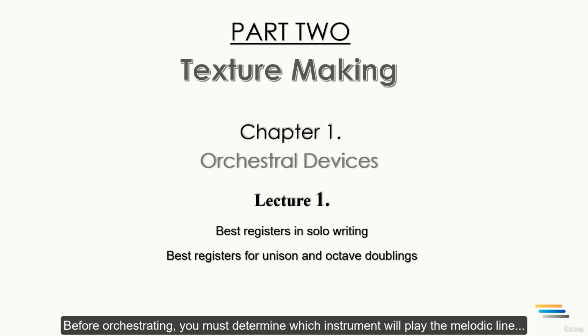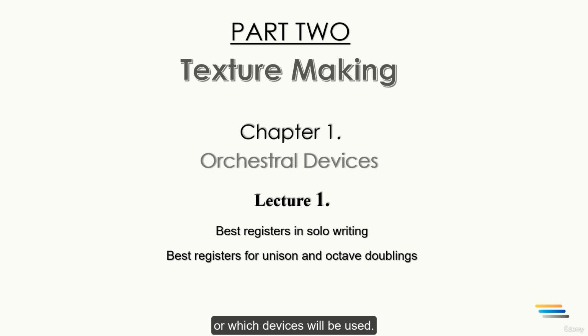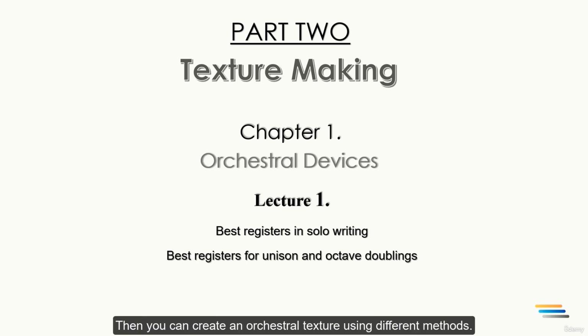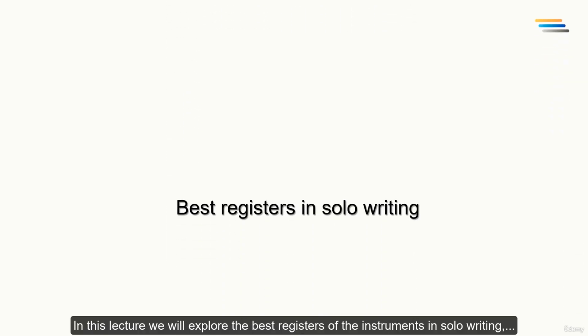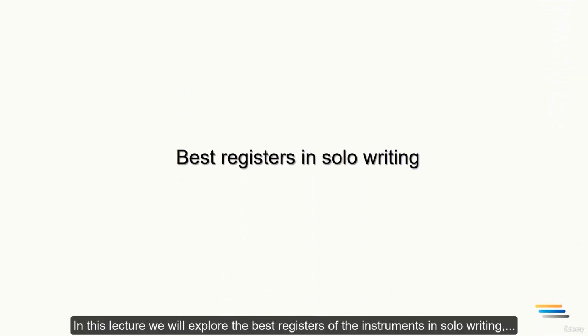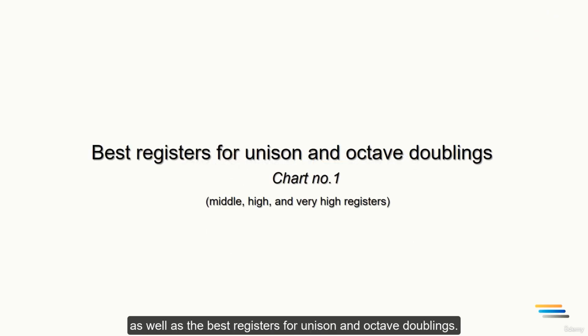Before orchestrating, you must determine which instrument will play the melodic line or which device will be used. Then you can create an orchestral texture using different methods. In this lecture we will explore the best registers of the instruments in solo writing, as well as the best registers for unison and octave doublings.